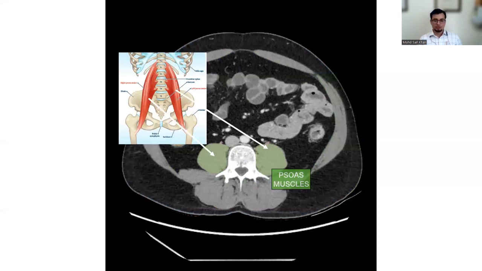So now we will talk about the psoas major, the psoas muscles, which are located in the lumbar region of the spine, on either side of the vertebral column, and extend through the pelvis to the femur. So sometimes the psoas major muscles are a focus of infection. They may have an abscess.